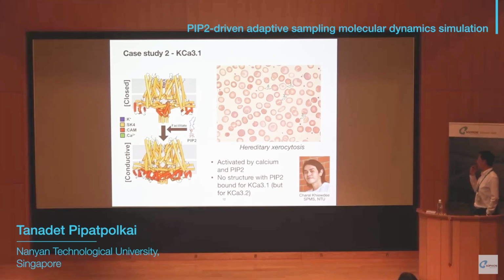So everything stemmed from this meeting, and then you get to work with the endless possibilities here. Anyway, this KCA channel is activated by voltage, calcium, and PIP2, and the mutation on this, causing ADC, is called hereditary xerocytosis. And there is no structure with PIP2 bound on KCA 3.1. For 3.2, there is some model that people have made before.